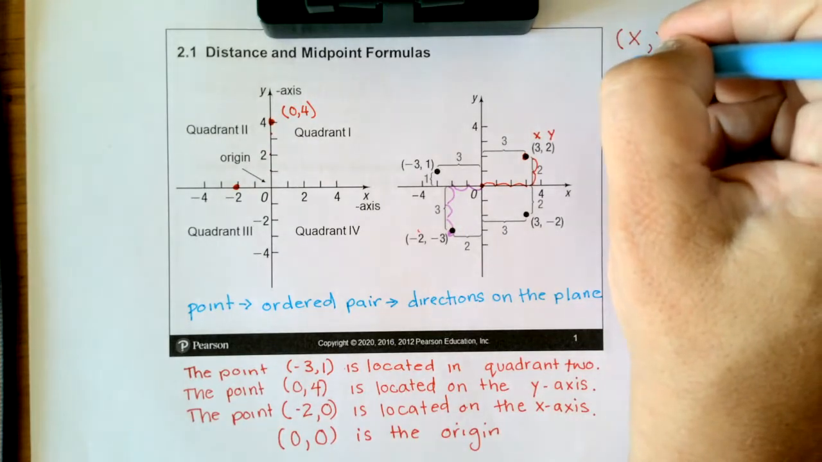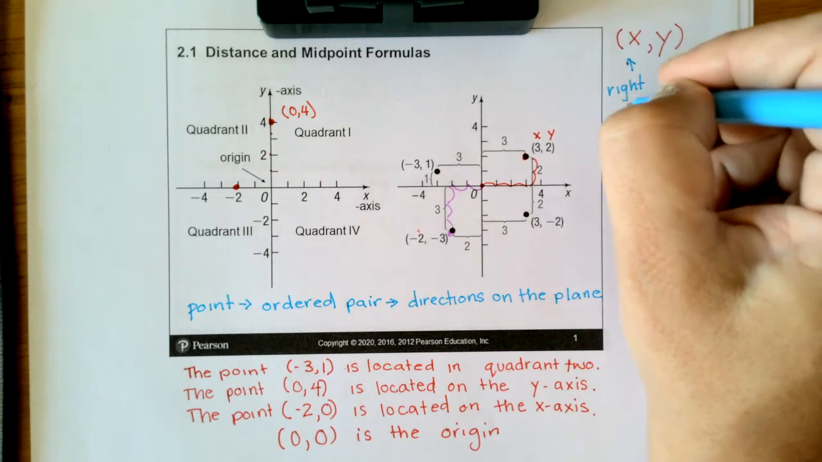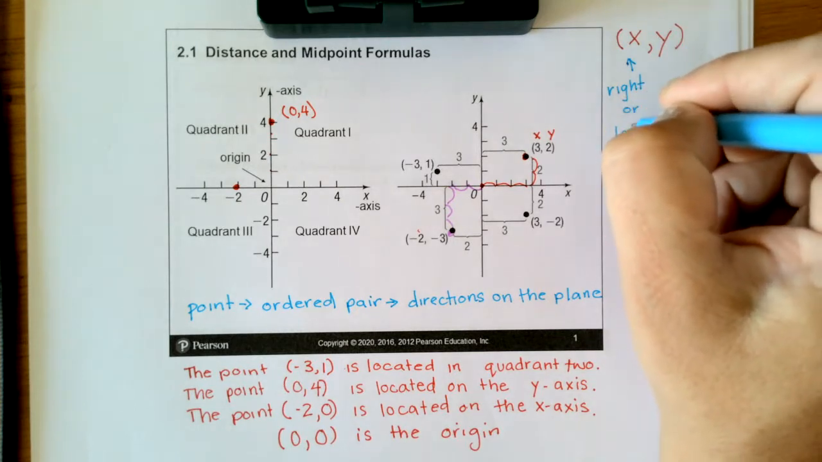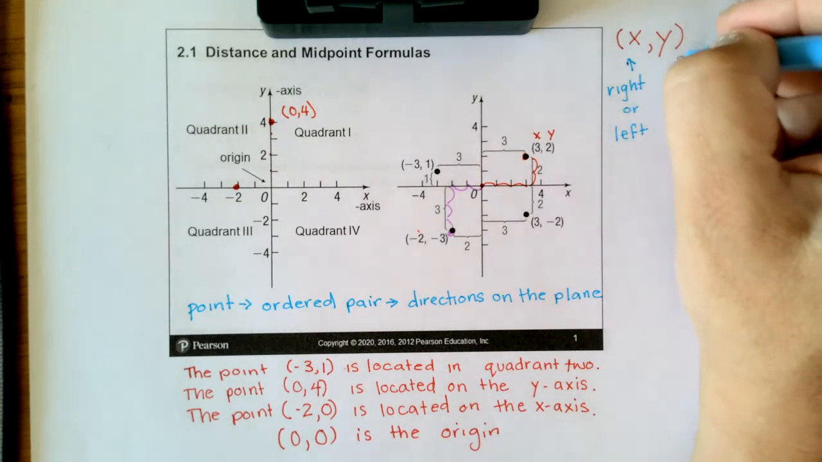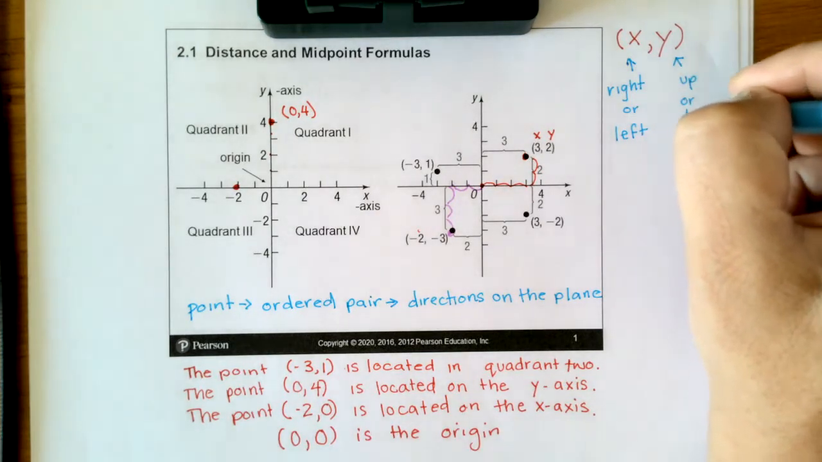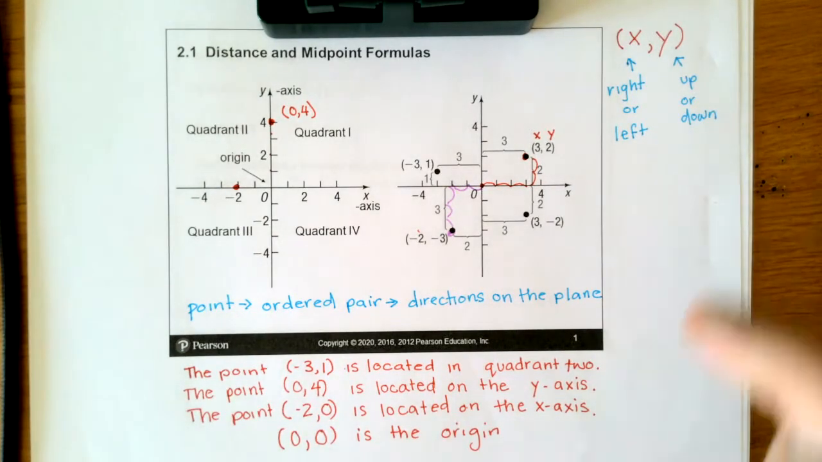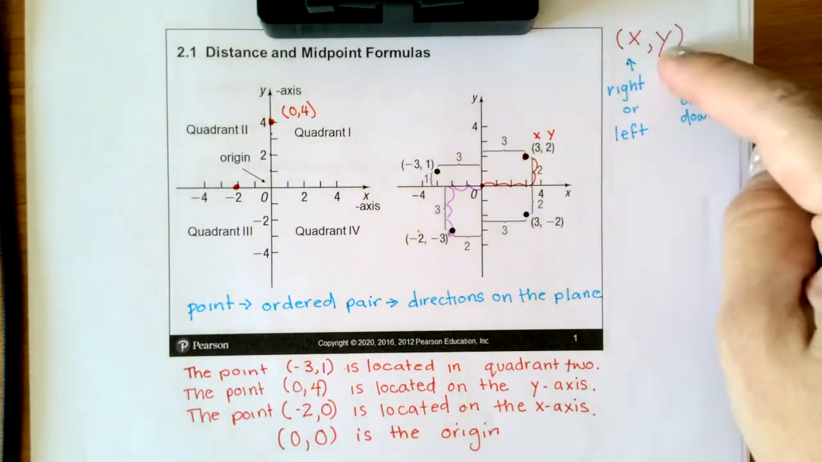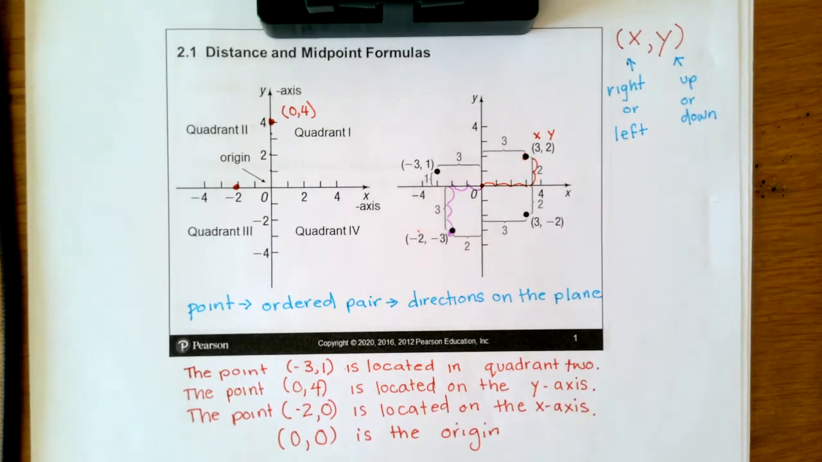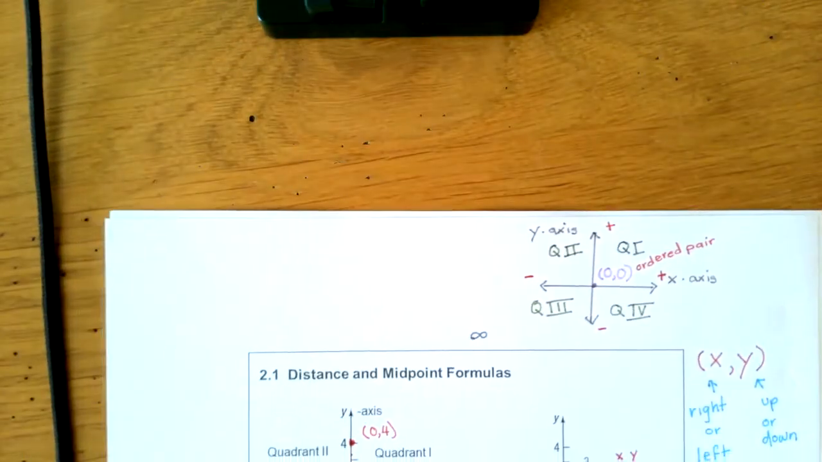X tells where to go right or left. Y tells where to go up or down. Okay, and it's always in that order. Your first number will be X, your second number will be Y in your ordered pair. Okay. Page 2, slide 2, I should say.